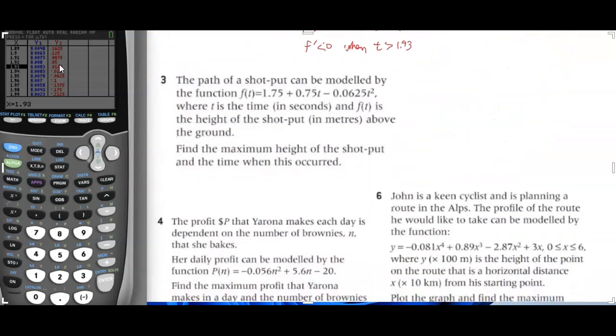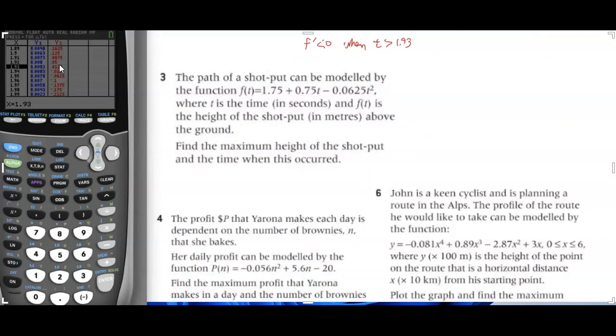All right, number 3. The path of a shot put can be modeled by this function, where t is the time in seconds and f of t is the height of the shot put in meters. Have you noticed the patterns? The x coordinate is usually time, and the y coordinate is usually like a position. In this case, it's a height. Find the maximum height of the shot put and the time when this occurred.